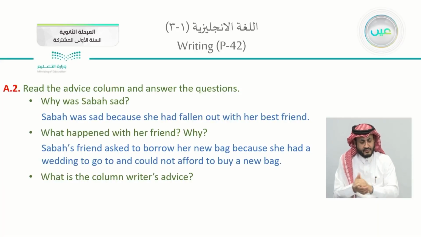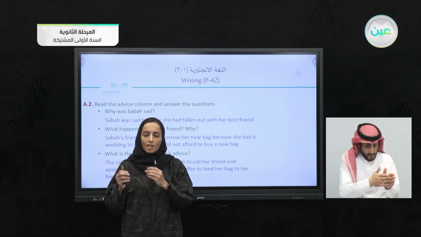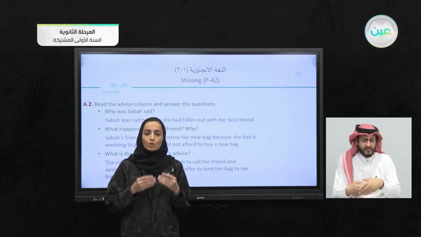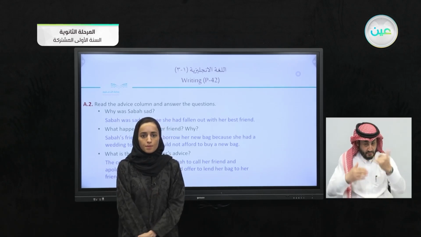What was the column writer's advice? The column writer advised Sabah to call her friend and apologize, to say that she was sorry, and moreover to offer to lend her bag to her friend, if she still needed it. So she is on the side of the friend. I would recommend that you give her the bag and apologize for what you have done. Friendship is more important than items.